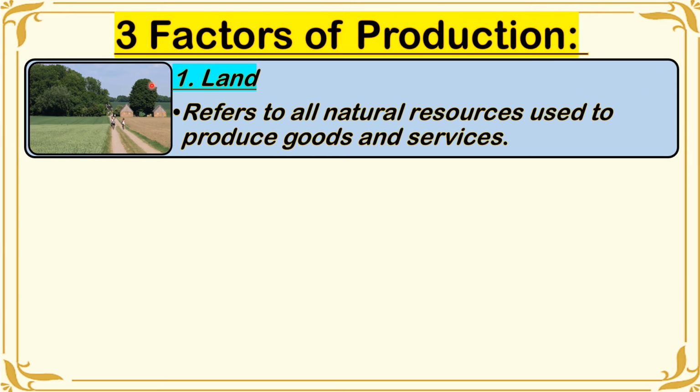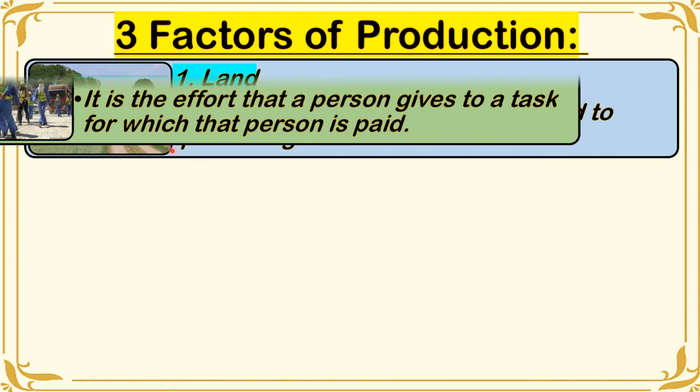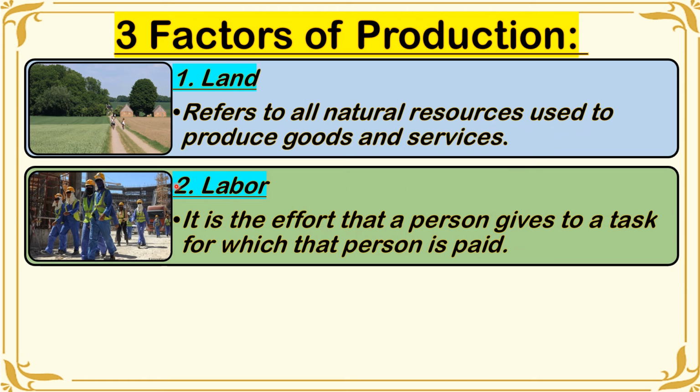The first one is land. It refers to all natural resources used to produce goods and services. Without land, there will be no place where we get all the natural resources that we use in producing goods. The second one, labor. Now we have our natural resources. Who's going to process things for us to become a product that we can sell? It is the effort that a person gives to a task for which that person is paid.